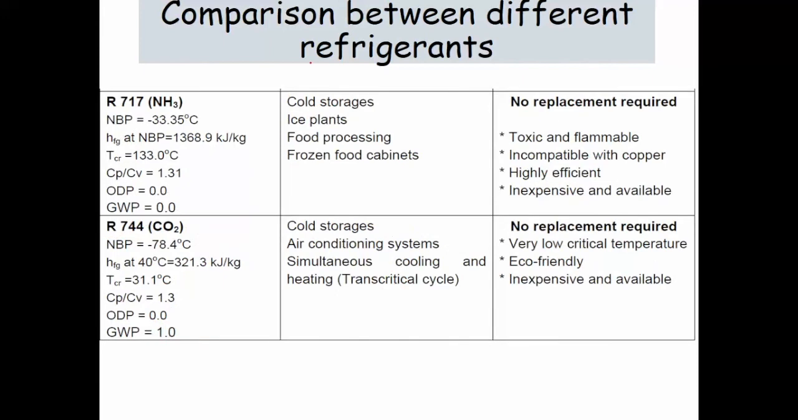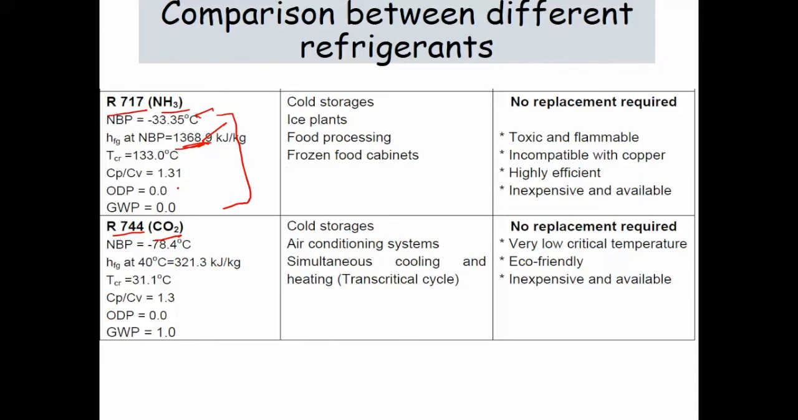Then this is R717, and R744, which is carbon dioxide. This is ammonia. These are the various properties of ammonia: boiling point, latent heat. You can see the latent heat is very high. If you have a high latent heat, then performance will be very good.